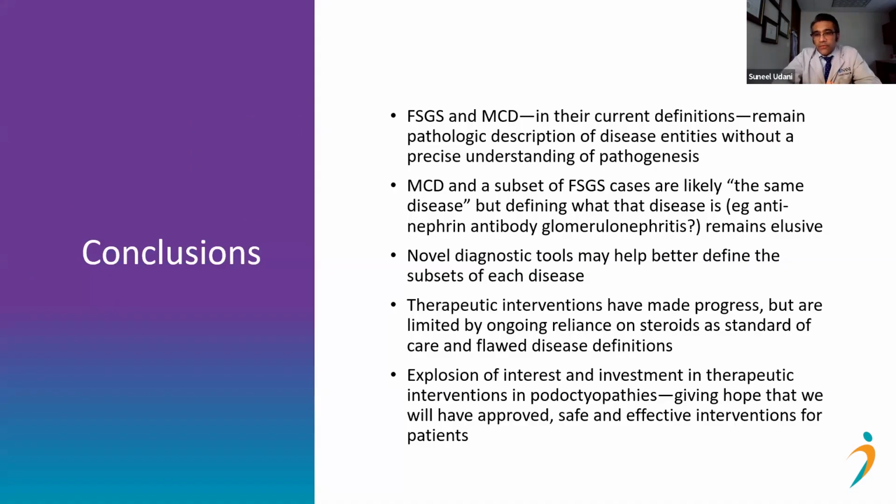So I will finish off with these last few thoughts. In their current definitions, FSGS and minimal change disease are pathologic descriptions of disease entities without really a precise understanding of the pathogenesis. Minimal change disease and a subset of FSGS cases are likely to be the same disease. Is that anti-nephrin antibody glomerulonephritis? Is that suPAR-mediated podocytopathy? That's still not quite clear. We're hoping that these novel diagnostic tools that we walked through will help better define the subsets of each disease.